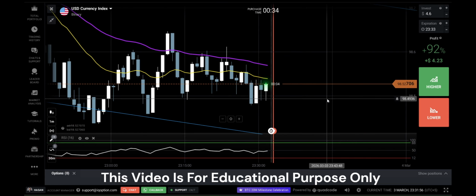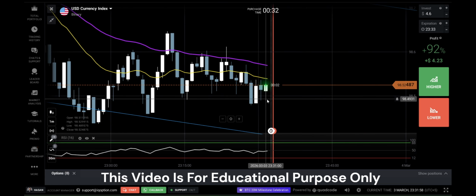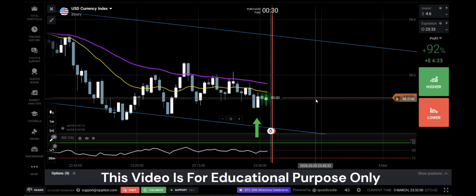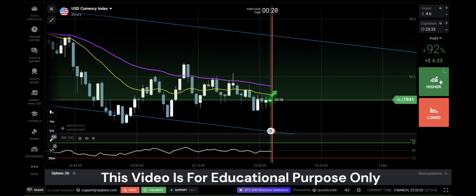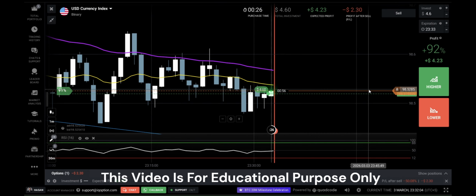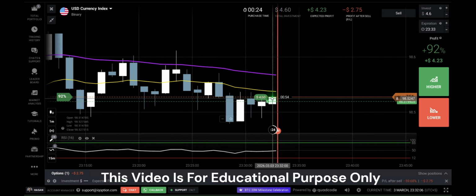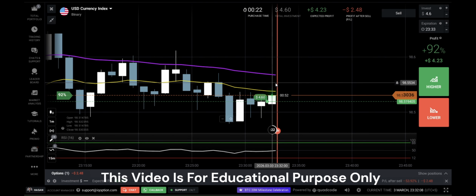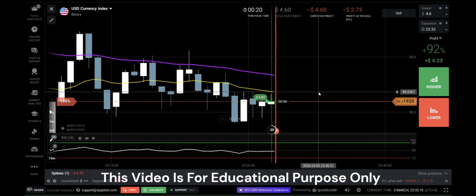In this case, the sellers were rejected from a weak support level. The second to last candle formed a bullish engulfing pattern, which shows that buyers stepped in strongly and took control of the market. This indicates that buyers are likely pushing the market upward.